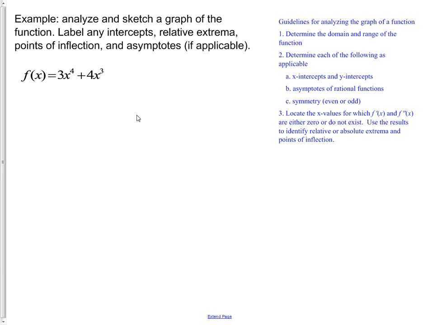So here's our graph. We want to analyze and sketch the graph of the function. So we're going to go through the analysis first, and then I'll show you how I use that analysis to generate a graph. It's a very powerful method once you know. So the very first thing, of course, we want to label any intercepts, our relative extrema, points of inflection, and asymptotes on our graph. So here we have f of x equals 3x to the fourth plus 4x cubed.